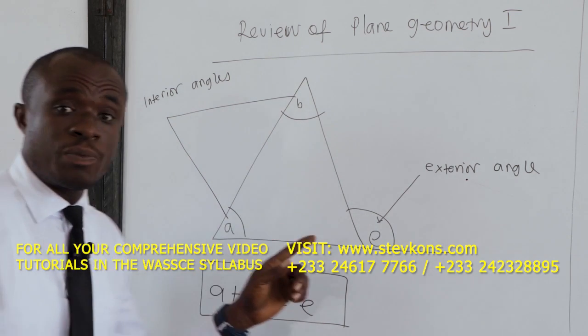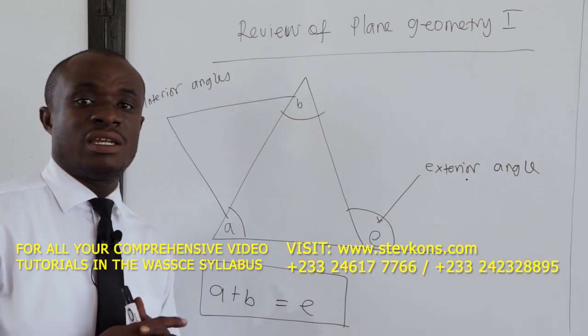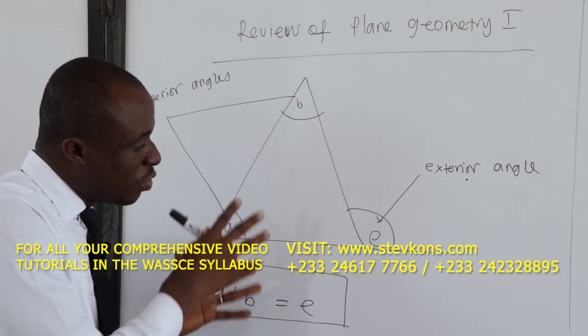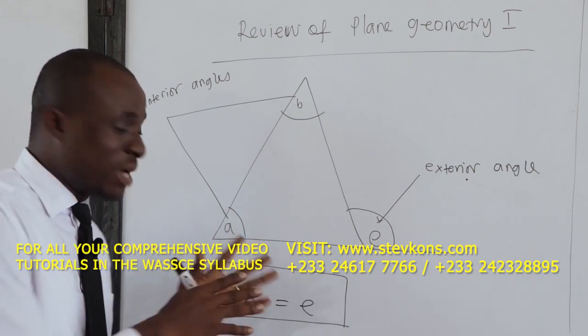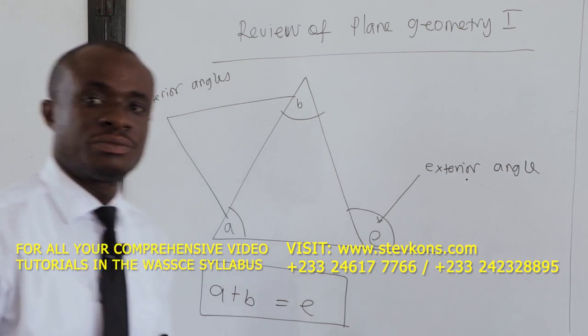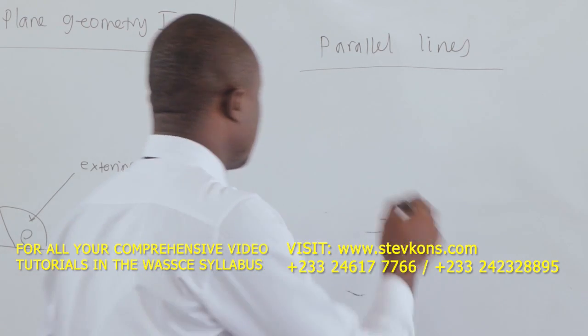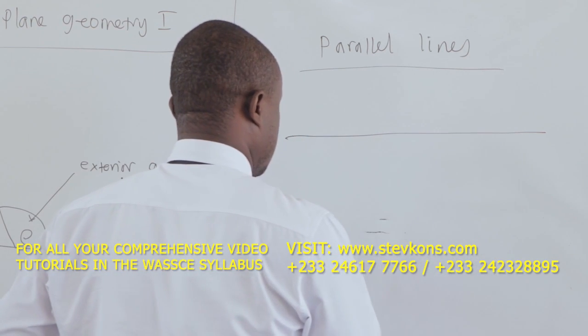Now, this is a very nice property. They like bringing questions like this. They put this in the circle, and you'll be confused about where to start. But if you know this, it will make things quite easy. Now let's also consider angles in parallel lines. Now let's see if we have two parallel lines.